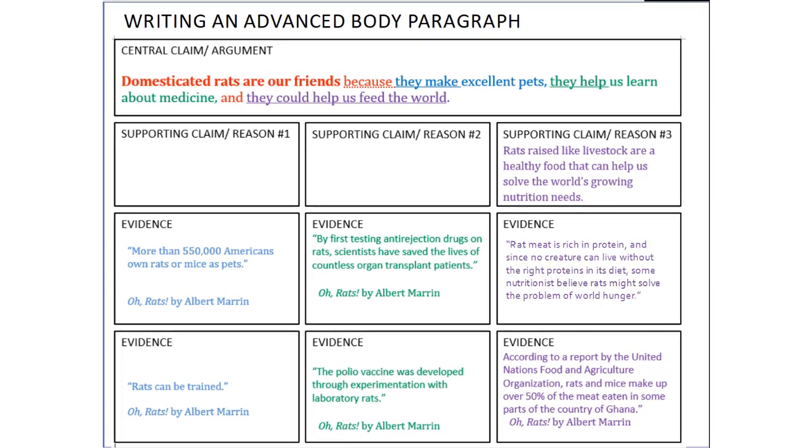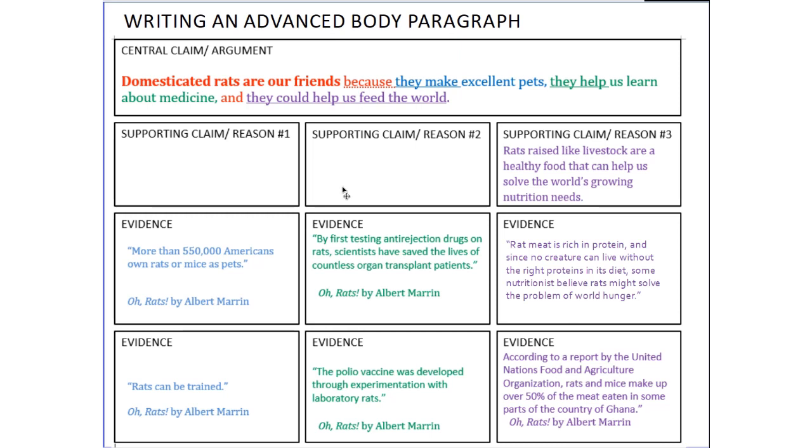So my first piece of evidence is about how rat meat is rich in protein, and since no creature can live without the right proteins in its diet, some nutritionists believe rats might solve the problem of world hunger. My second piece of evidence is, according to a report by the United Nations Food and Agriculture Organization, rats and mice make up over 50% of the meat eaten in some parts of the country of Ghana.